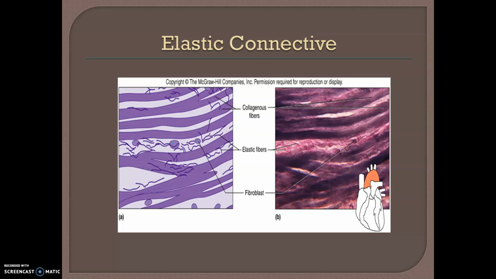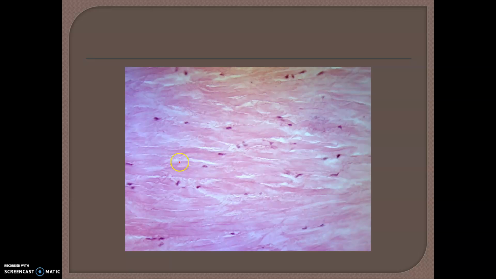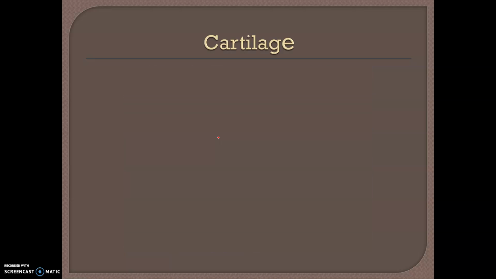Our next is elastic tissue, elastic connective, and those are going to have collagenous fibers, elastic fibers, and again those fibroblasts that are creating both of those. We can see these aren't as wavy, they look more smooth, and we can see that those fibers are here, and we have our fibroblasts right there.